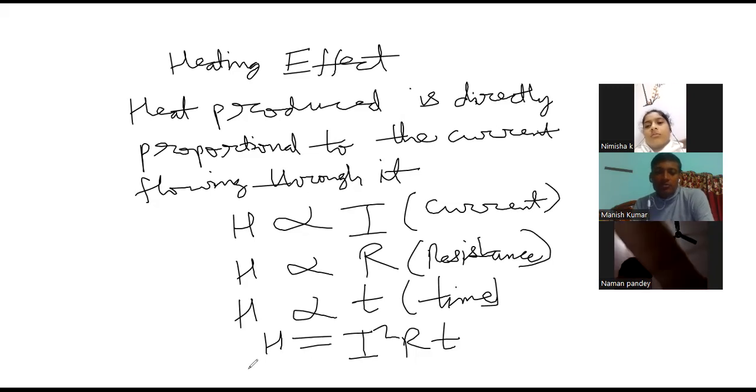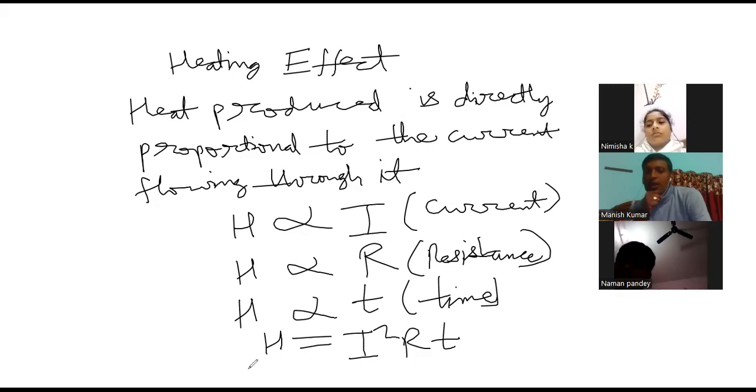Sir, what is the name of the formula H equal to I square RT? I is the current flowing through it and R is the resistance. You can just write formula for heating effect of electric current. That's all. Okay, sir. Written. I am clearing this page now.